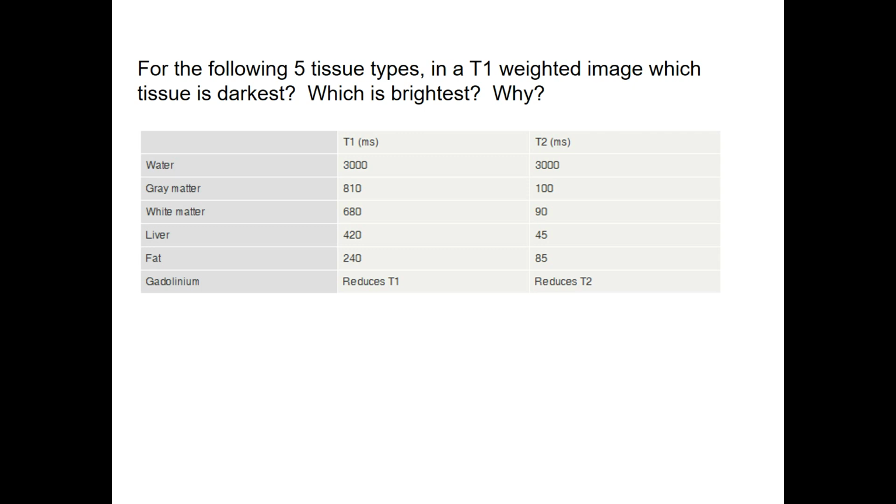All right, so it's a T1 weighted image. Which tissue is darkest? Which is brightest? Why? Let's talk about that. Well, in a T1 weighted image, water, which has the longest T1 time, is dark. Fat, which has the shortest T1 time, is bright. Why?